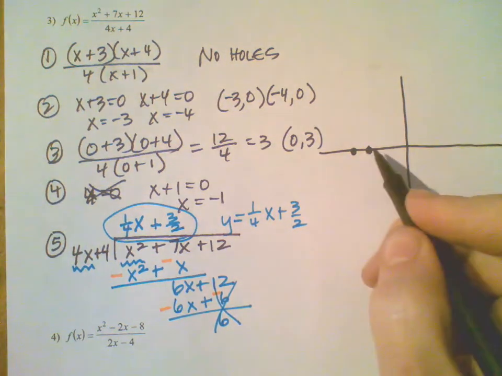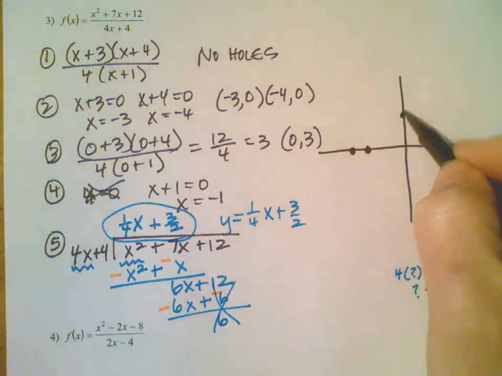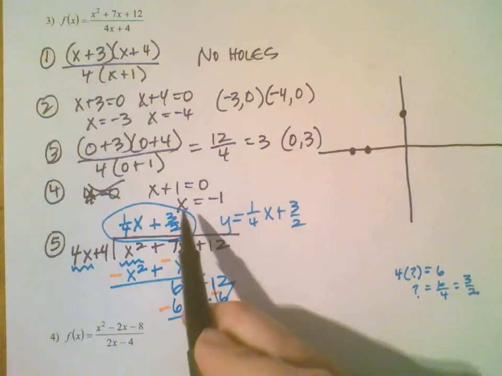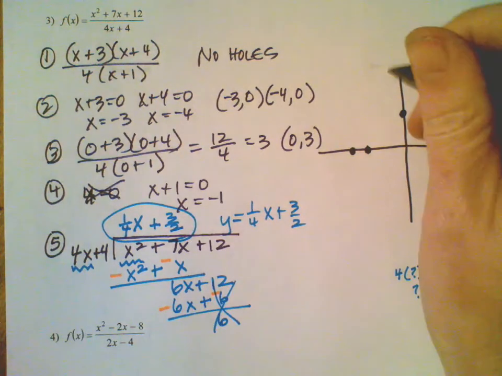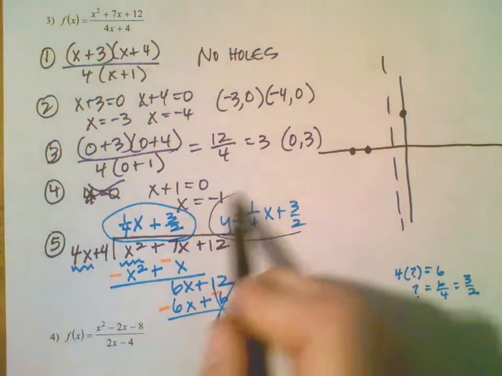-3 and -4 are my x-intercepts. My y-intercept is up here at +3. My vertical asymptote is at -1. And now I have to do this guy.